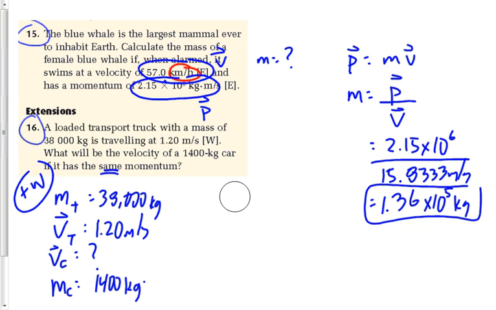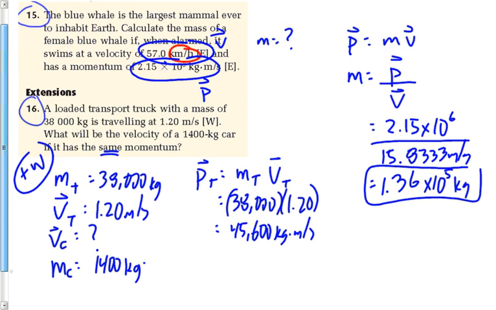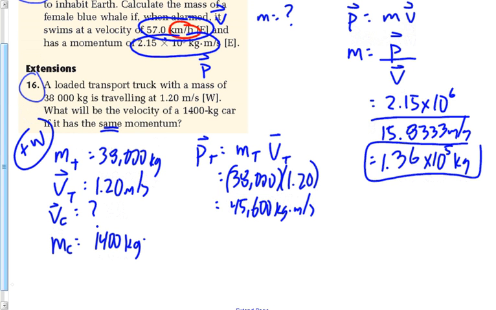Okay, let's figure out the momentum of this truck now. It's going to be mt times vt, which is 38,000 times 1.20. What do we get for that? 45,600 kilograms meters per second. Now, we got to find the momentum of the car, which we know is going to be 45,600. Let's rearrange to solve for VC. It's the momentum over the mass.